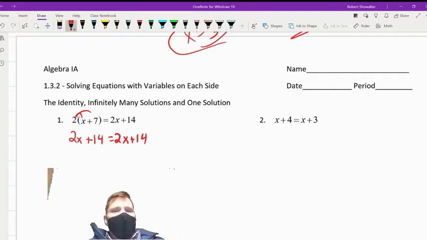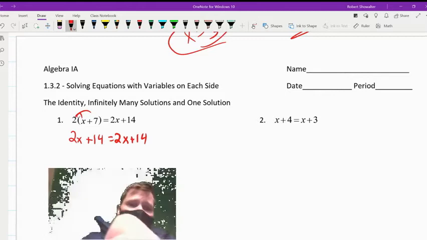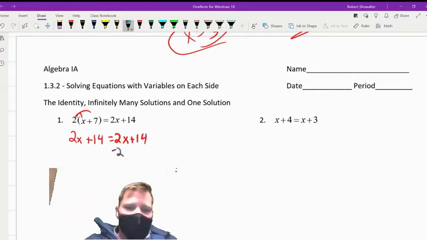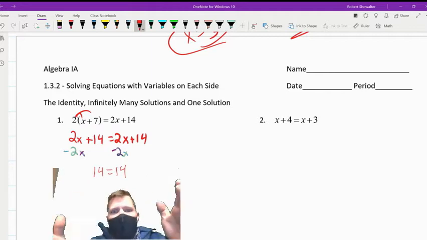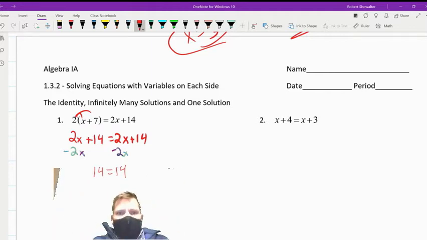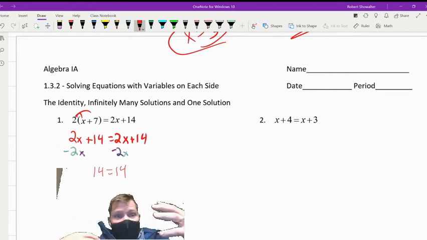But what happens if you don't notice and you're on autopilot, and you subtract 2x, and you do the next step, and you get 14 equals 14? What does that even mean? Is that true? Yes, that's true. So what is the solution?